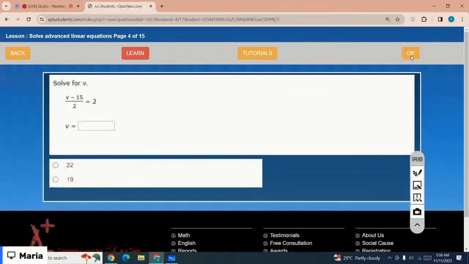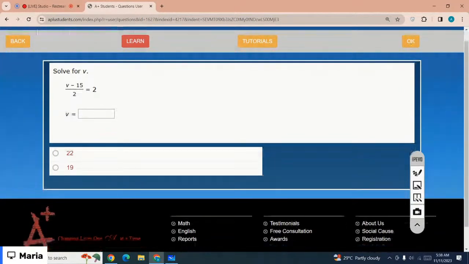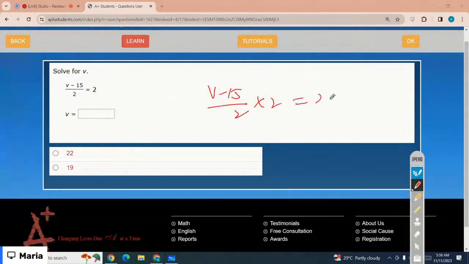Okay, v minus 15 over 2 equals 2. First of all, you have to remove that 2. So multiply both sides by 2. Opposite to division is multiplication. So multiply both sides by 2. 2 cancel out, v minus 15 equals 4. Then v equals 4 plus 15 and that equals 19. So the correct option is 19. Got it? Correct option is 19.